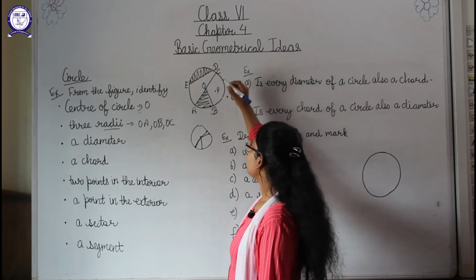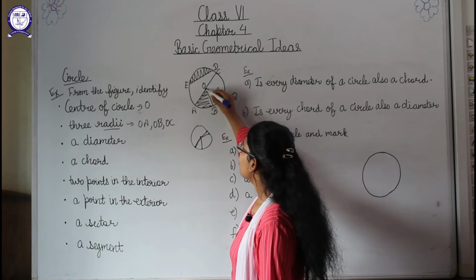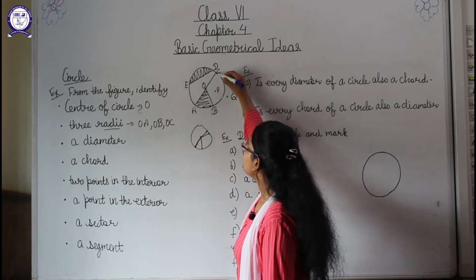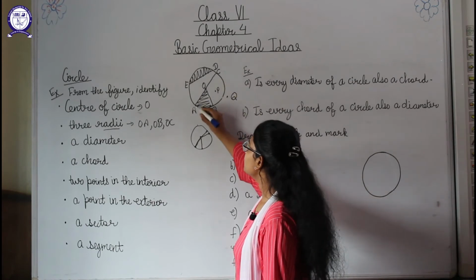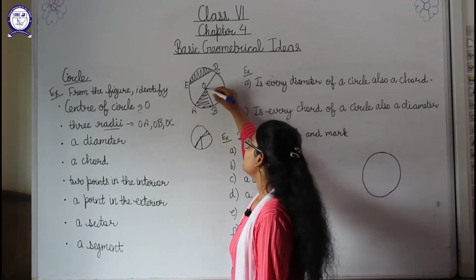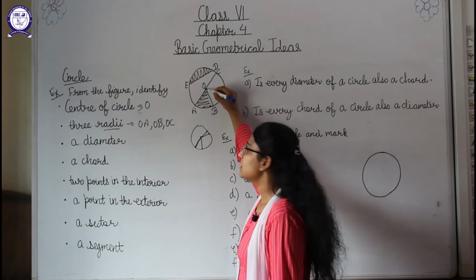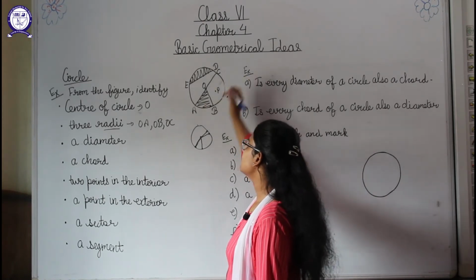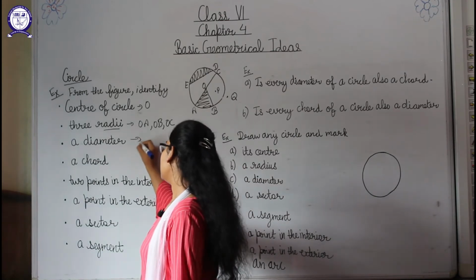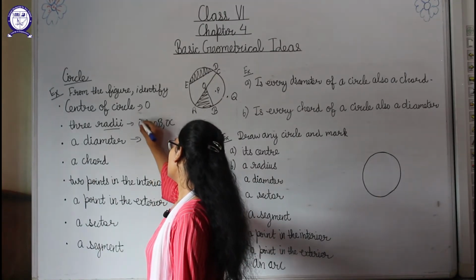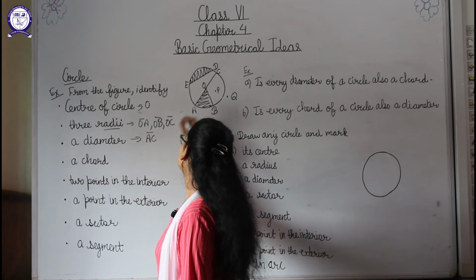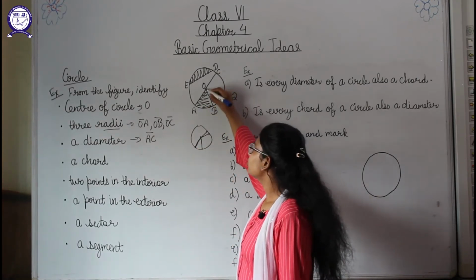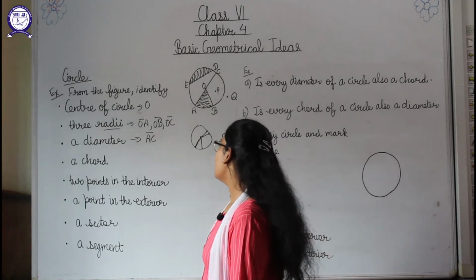So in this, can you tell me what is the diameter? This is O here, this line is passing through O, and also it's touching the 2 boundary points, A and C, and it is passing through O, it means it is a diameter. So here we can say that AC is a diameter, as it is touching the 2 points on the boundary and also it is passing through the center.